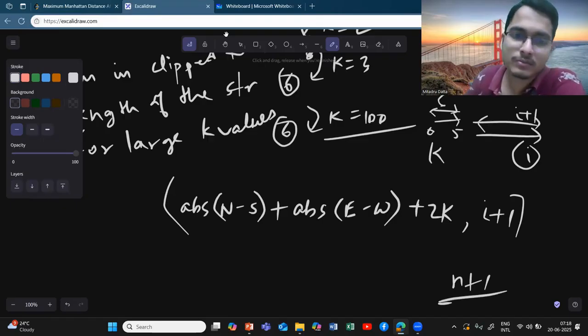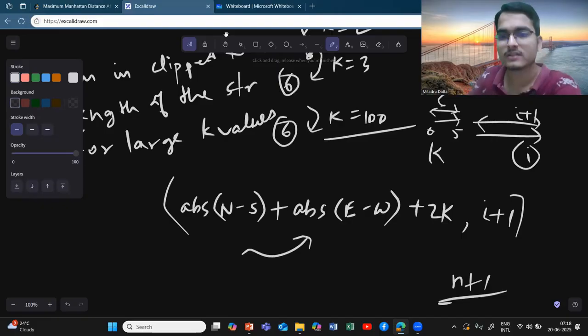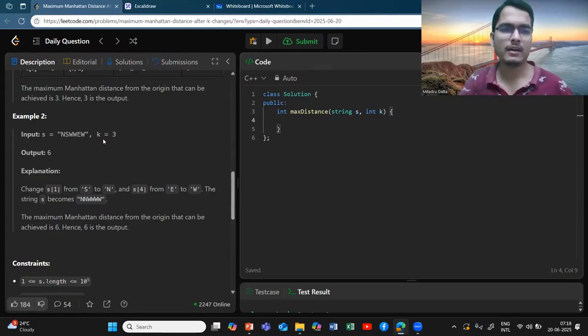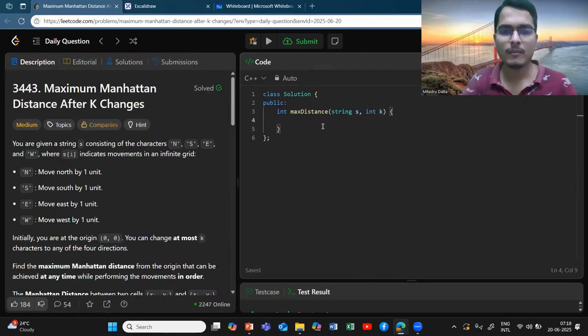So if you just modify your answer according to this, you will get everything, and it becomes very simple. So let's try to code it out. If you don't understand, definitely ask me in the comment section. But I guess it will be really easy for you to understand once you see the complete code.